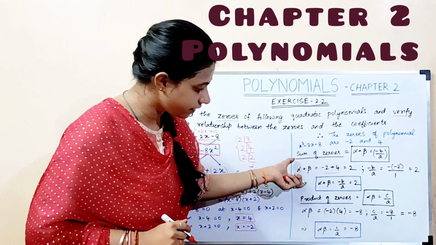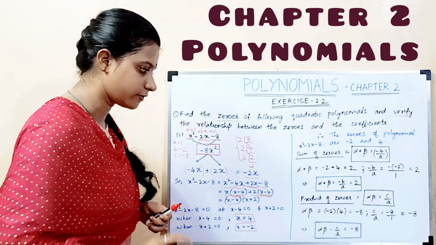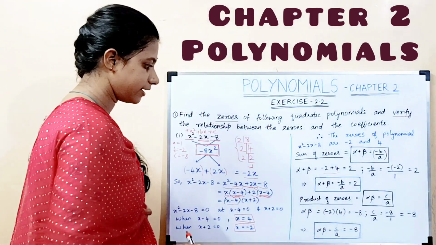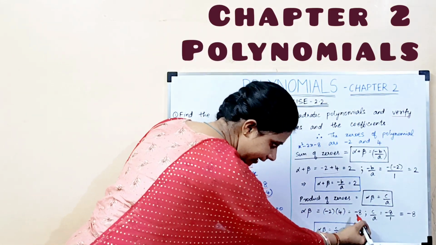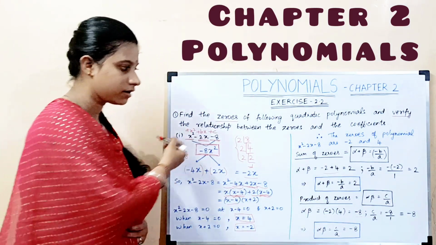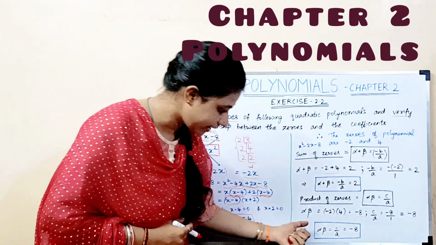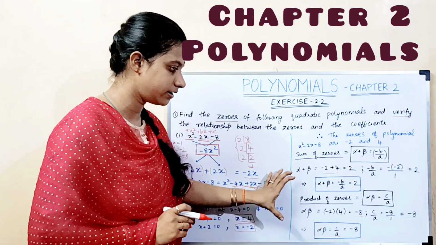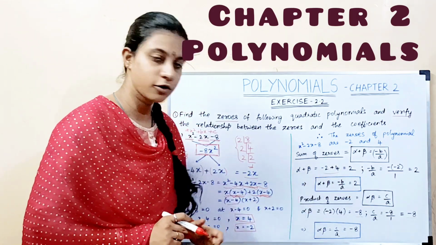So one part we have verified for the sum of the zeros, and now the second part we will solve for the product of zeros. For the product of the zeros, the condition is alpha beta equal to c by a. Now the product of zeros alpha beta is minus 2 into 4, that is minus 8, and for c by a we take minus 8 by 1, that is also minus 8. Since these two values are equal, alpha beta equal to c by a equal to minus 8. So we have verified the relationship between zeros and the coefficients of the polynomial.